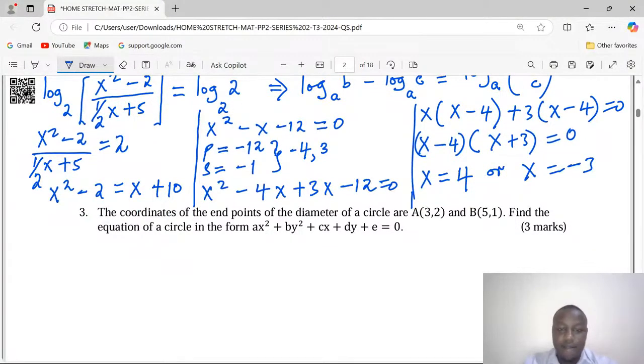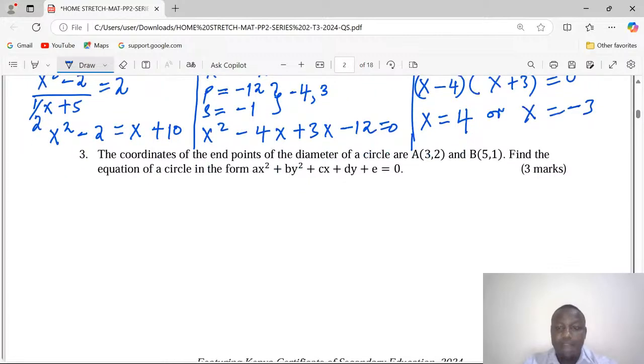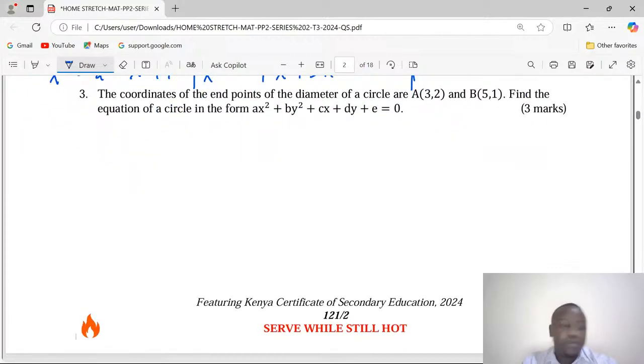So that is it. We now have number 3 on the equation of a circle, which is again a very common area when it comes to mathematics paper 2.